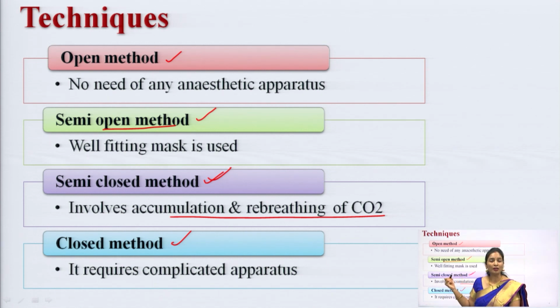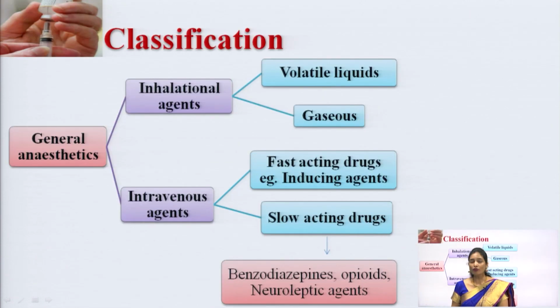One is open method, semi-open method, semi-closed method, and finally closed method. And now we will move to the classification. By the classification you can understand what drugs will fall under the general anesthetic drugs. So, what are the drugs you can use as general anesthetic drugs?